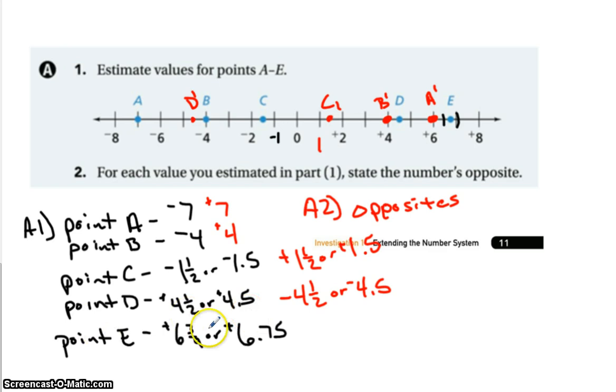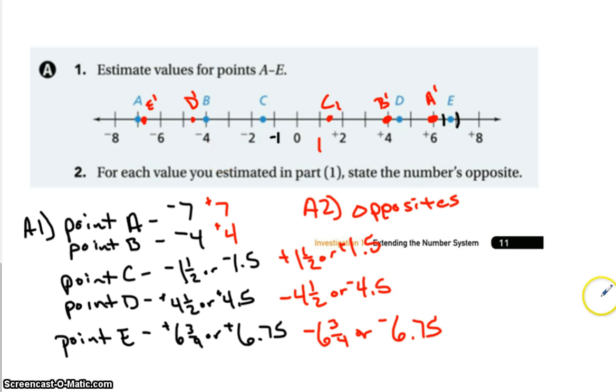And then finally, point E was over here, between positive 6 and positive 7. So we're going to come over here, and we're going to go between a negative 6 and a negative 7, and we're going to say that point E1, or E prime, is right there, and we are going to say that the opposite of positive 6 3/4 would be negative 6 3/4, or negative 6.75. All right, so that illustrates our point of opposites.